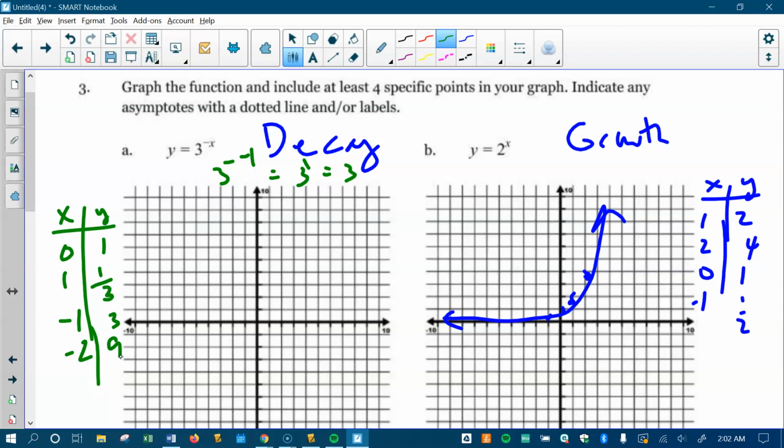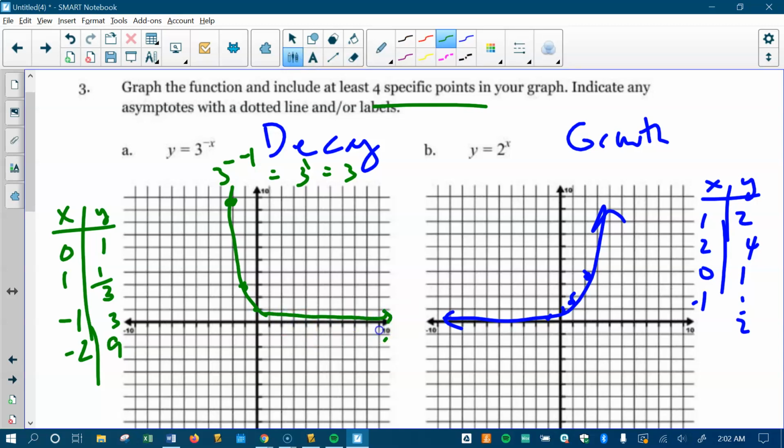So -2, 9 is going to be right up here. I'm also just making sure you're aware I'm graphing 4 specific points. So -2, 9, -1, 3 is right here. 0, 1, which is right here, and 1 in the third. And that does look like a decay function. Starts really big and goes very, very small. And it should not go beneath the x-axis. I'm going to just change that for accuracy's sake.